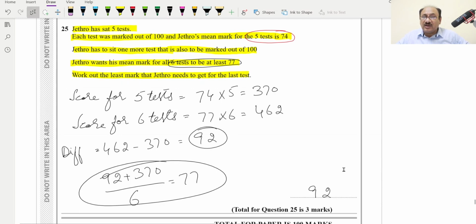We are done with everything of this paper, and as I mentioned, this is unseen material and we don't have access to the marking scheme. We have tried our best to be as accurate as possible. But if there is something to correct, we will add it in the comment section, so just go through that also.